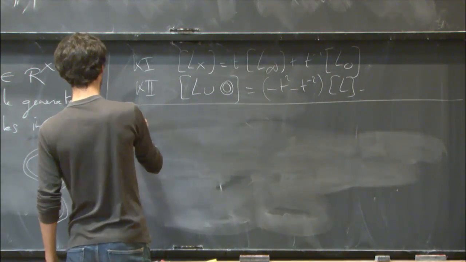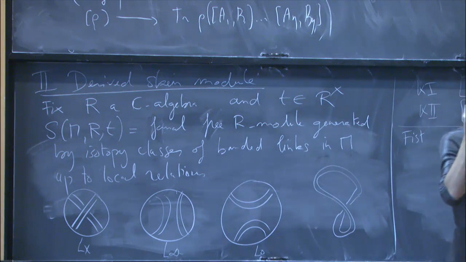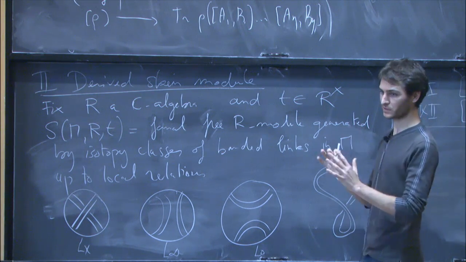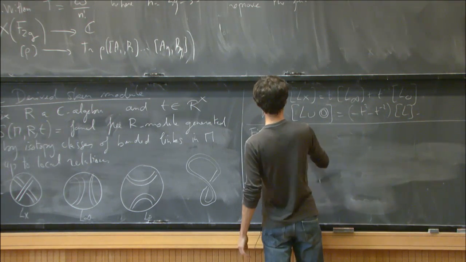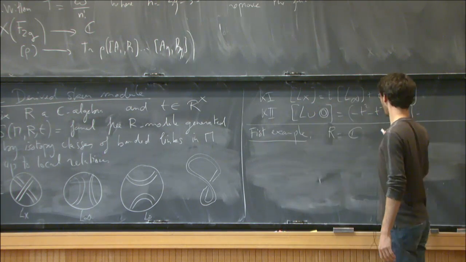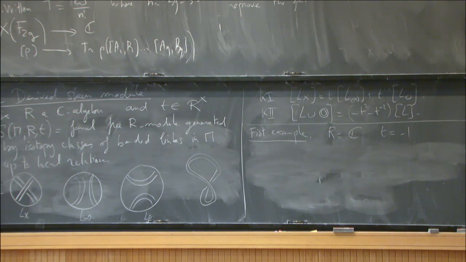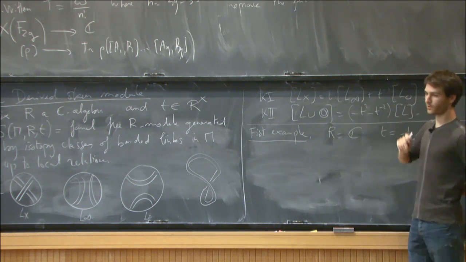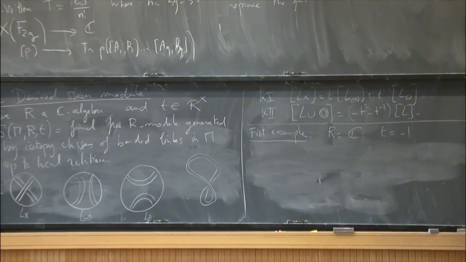So the first example: in my talk I will vary R. I will take three different possibilities for R. And the first one is R equal to C, and T a specific element. So first example, I take R equal to C and T equal to minus 1. So it's a very simple case, because in that case, T is equal to T inverse.